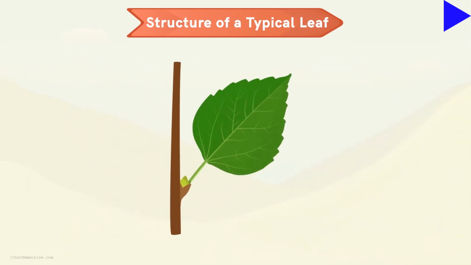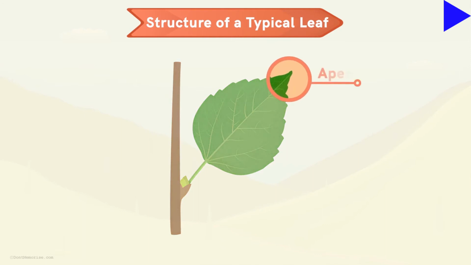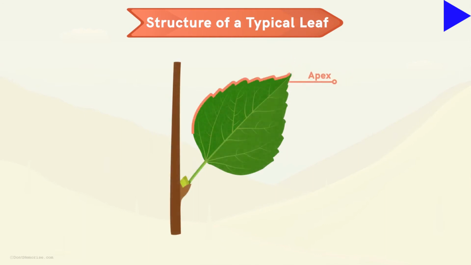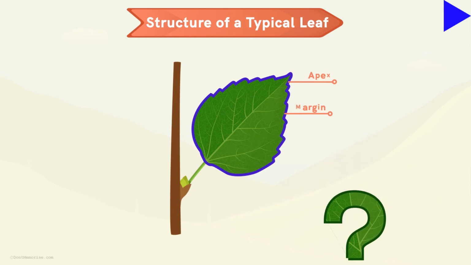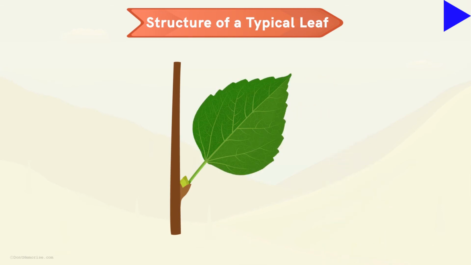Apart from the veins, the leaf blade contains a few more important structures as well. This pointed end of a leaf is called its apex, and this complete edge of the leaf is called its margin. So do all the leaves have this kind of uneven or pointed margins? Nope. Leaves of various types have different types of margins. Let's have a look at a few important ones.